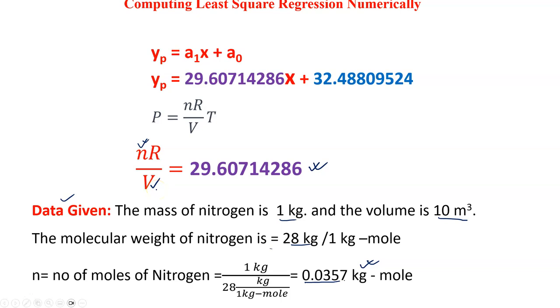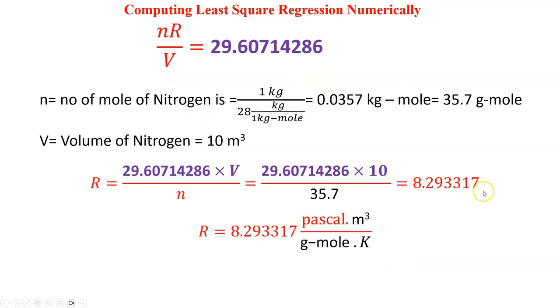Now we have to look at the unit, because R depends on the unit. Here we are taking n as kg mole, but we can take it in gram mole. So 0.0357 kg mole, if we convert kg mole to gram mole, will be 35.7 gram mole.